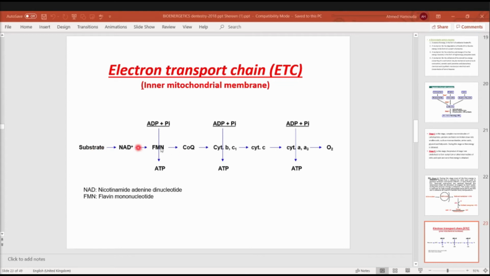And it goes through a chain. Why is it called electron? Because they are the electrons that are going to carry energy from one place to another. Transport, because they are transporting the energy. Electrons are transporting. Chain, why are they a chain? Because they are steps. 1, 2, 3, 4. That's why it's called a chain.